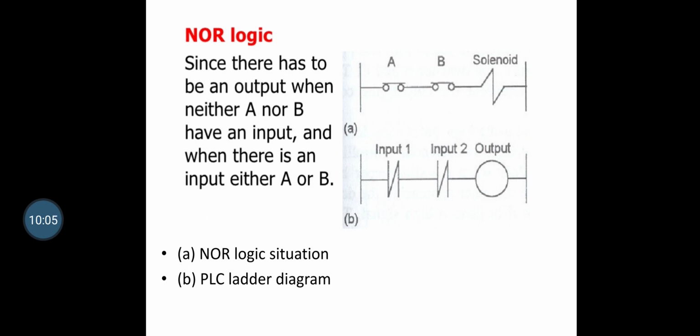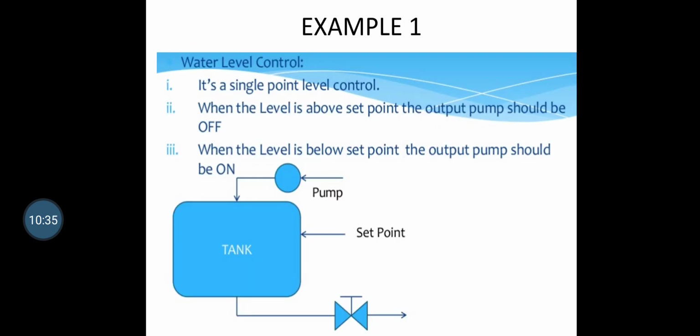normally closed condition, input 1 and input 2, which represent switch A and switch B. Switch A is named input 1 in the ladder logic diagram, and switch B is input 2, both in the normally closed condition, with the equivalent output O showing the solenoid switch. And next, let's see the problems.